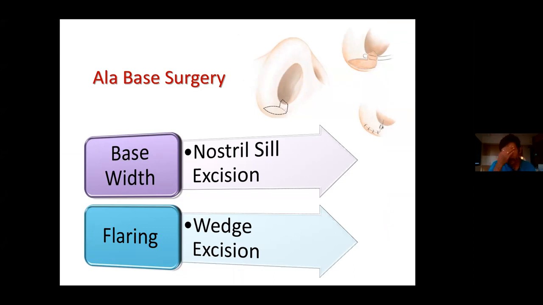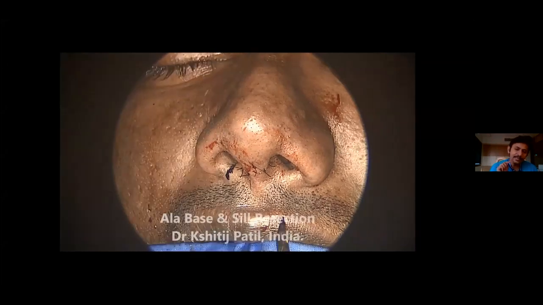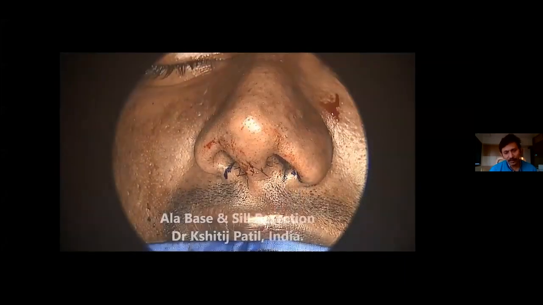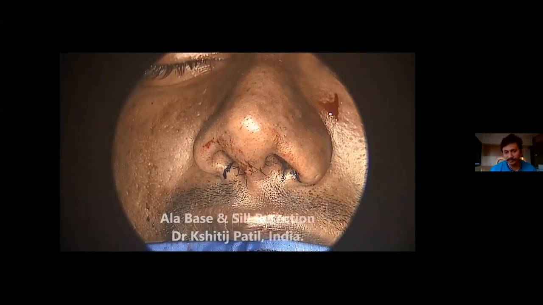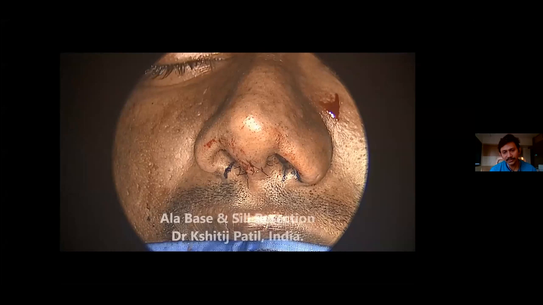And if it is only a matter of ala base width, that can definitely be dealt with by nostril sill excision. But if there is flaring in addition to this, if the ala is flaring too much, then you may do an ala wedge excision of the ala base. So here is a small video of a combined ala sill and base resection and reduction. Here I am doing about 5 millimeters of ala sill resection. So this is ala sill resection.